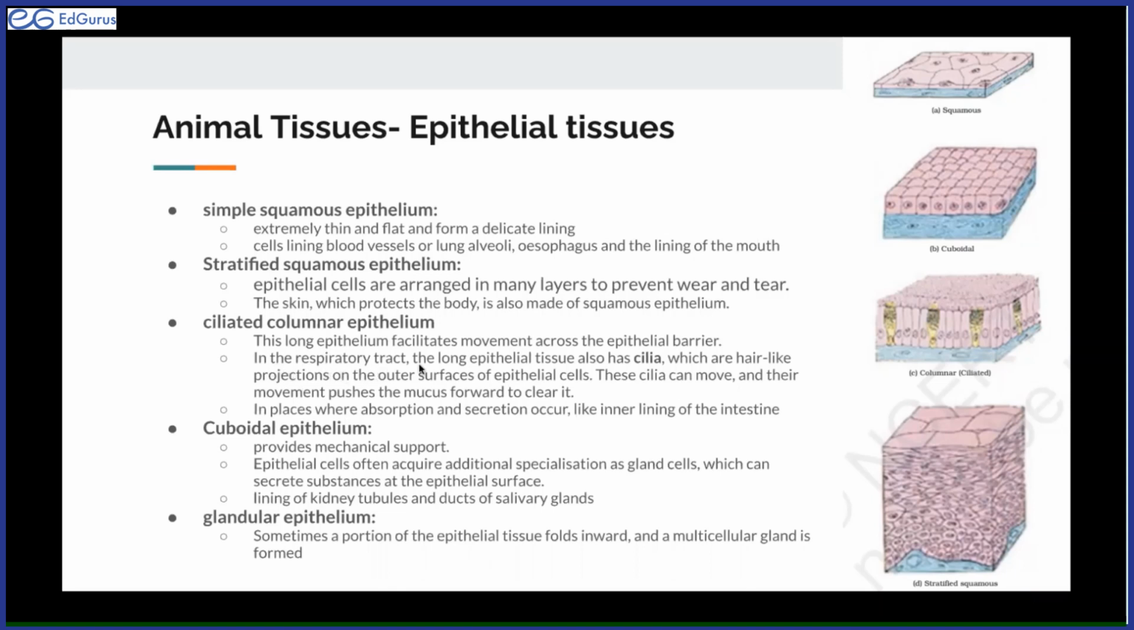In the respiratory tract, this long epithelial tissue also has cilia. Now, what is cilia? Cilia means a hair-like projection on the epithelial tissue. Okay. Now, what this does is this hair-like projection helps move substances. The cilia can move, and their movement pushes the mucus forward to clear it. So basically, this columnar epithelial tissue has cilia on top. Now, these cilia are like small hairs which can move, so that any substance on the top of this layer of cells can move.